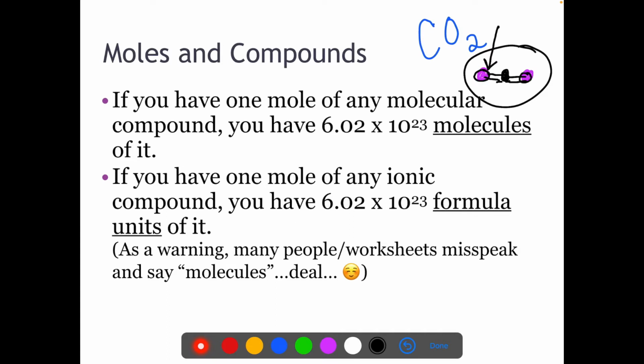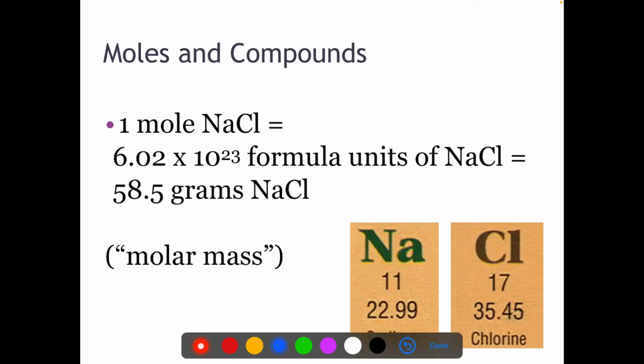If you have 1 mole of any ionic compound, you have 6.02 times 10 to the 23rd what we call formula units of it. Now, formula units is a funky word and not everybody uses it. Sometimes people just say molecules. I say deal with it. It's okay. When I hear people say that you have molecules of salt, it kind of hurts my ears, but that's okay. So, speaking of salt, NaCl, 1 mole of salt equals 6.02 times 10 to the 23rd formula units of NaCl.